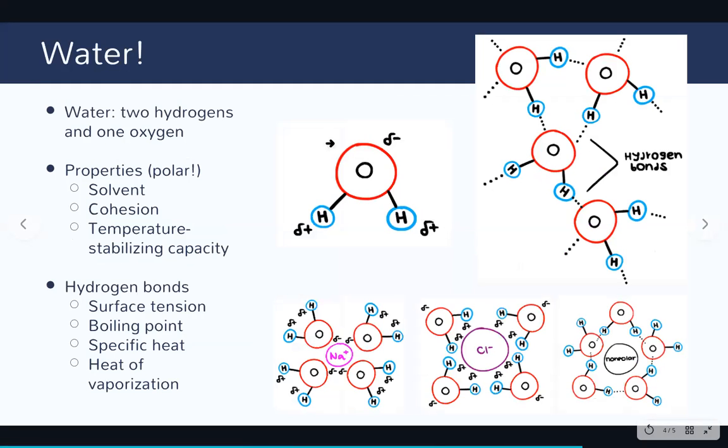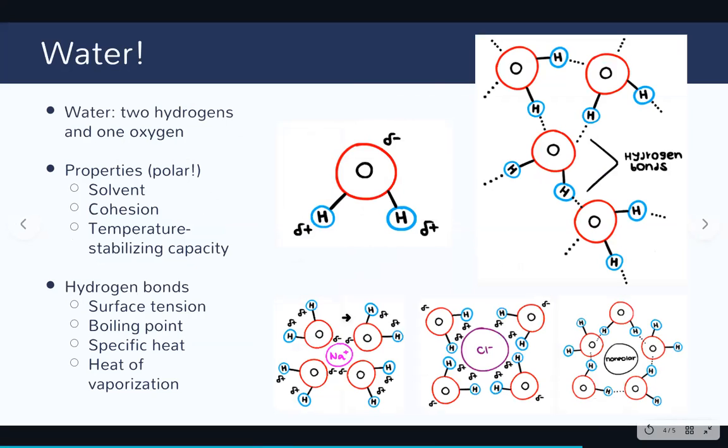Water is composed of two hydrogens and one oxygen. Do take note of the positive dipole and the negative dipole. Water is the most important because of its properties. The first property we'll discuss is its property as a universal solvent, quote unquote, right?